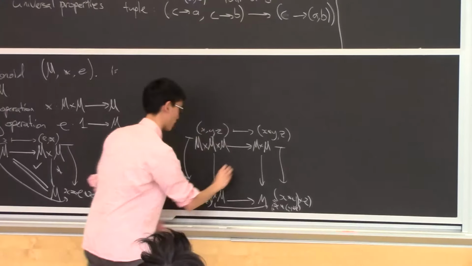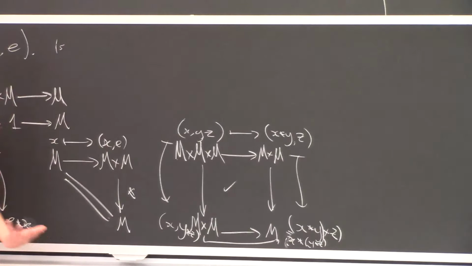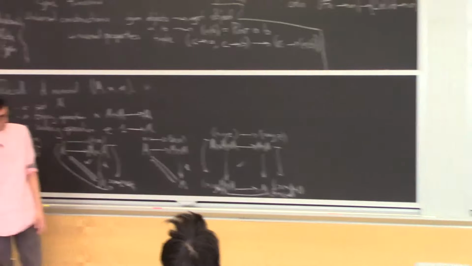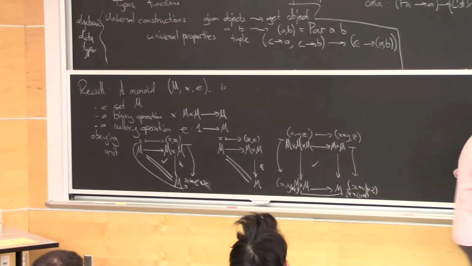And the commutativity of this square says that these two things are equal. So it's just another expression of the associative law in a pictorial way. OK, so that's a monoid.